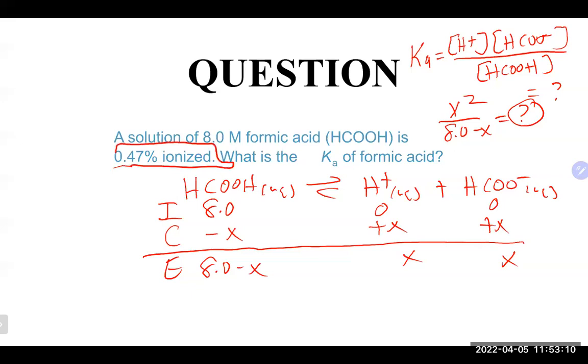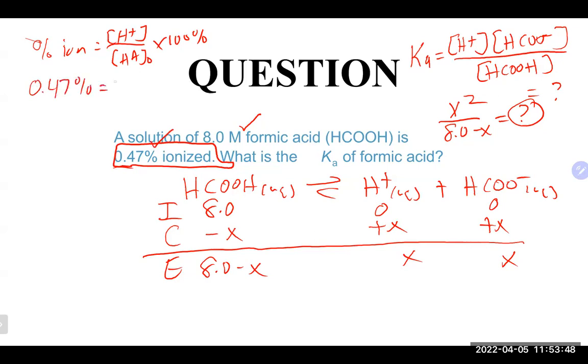So that's really where the second piece of information can come into play and be helpful here, which is it tells us that this acid is 0.47% ionized. So the percent ionization, as we just saw, is our H plus concentration divided by our HA times 100%. So in this case, we do know the initial concentration of our acid. We also know the percent ionization. So we actually could put it in here.